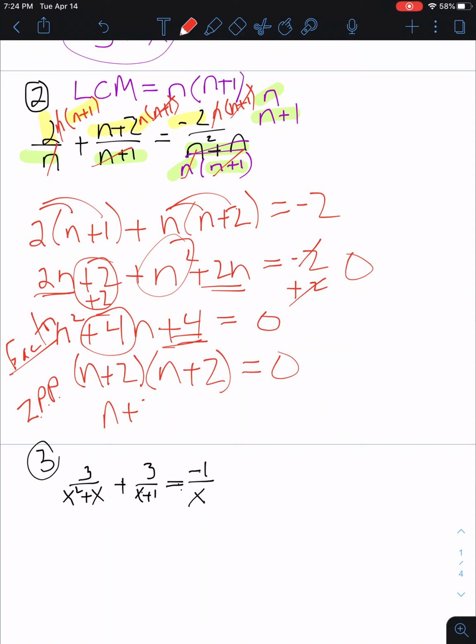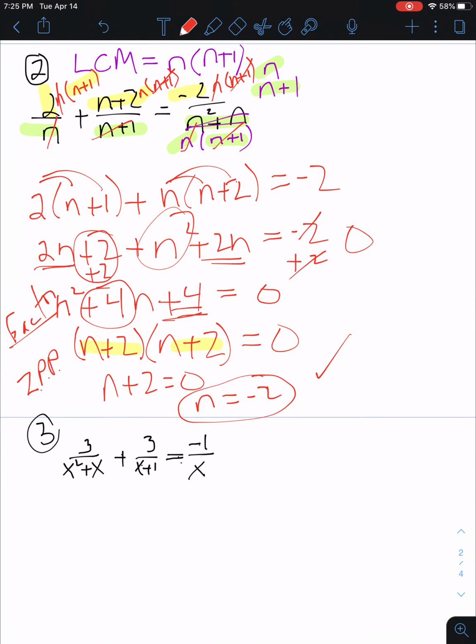So if I took n plus 2 equal to 0, well, it's listed there twice. Since it's both the same, I don't have to list it twice. This would give me n equals negative 2 as a solution. Okay? Now if you put negative 2 up here, none of the denominators would go to 0. And if you ran the check, n equals negative 2 is a good solution. We'll go down and do the third one here.